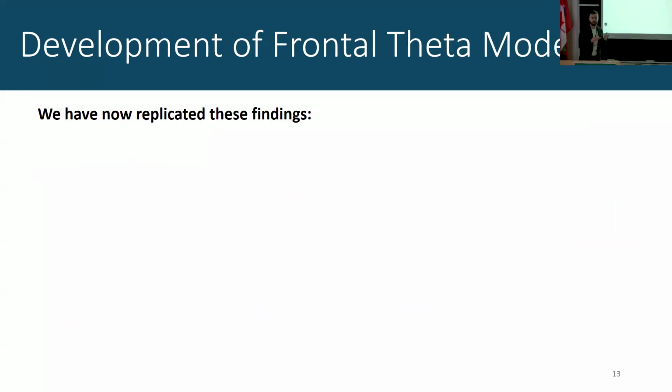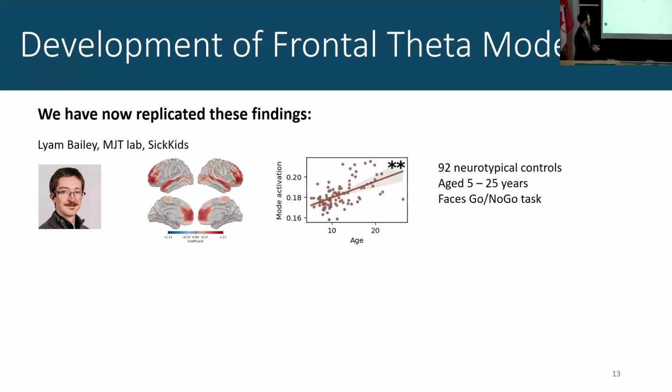And interestingly, we've now replicated these findings. This was the first study that we did on it, but now we've replicated them within Margot Taylor's lab. Here are a few figures from Liam Bailey, who's here, I think. He found exactly the same mode and found that it increases with age in that cohort as well. And that was with 92 neurotypical controls and a different task as well.